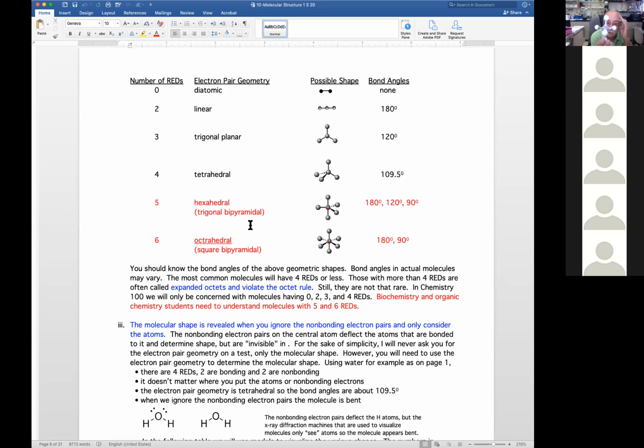Another name for it is trigonal. And then here's one pyramid, and then here's the other pyramid. It's bipyramidal.